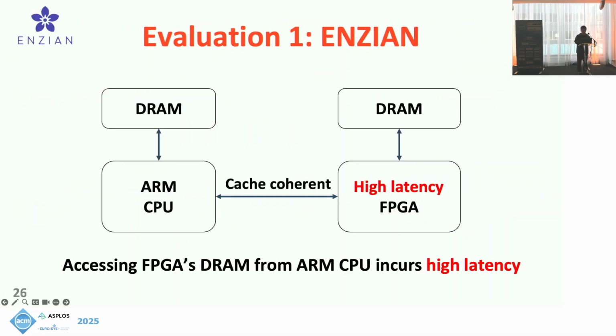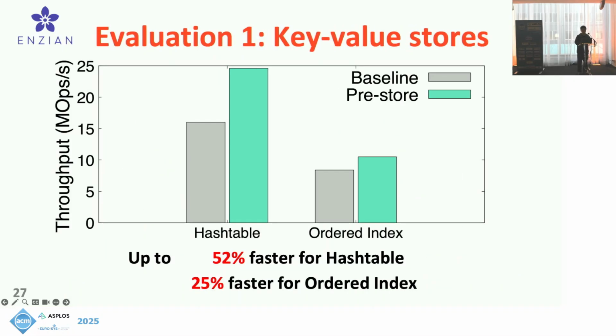And just in case everyone forgets, for case 1, we need high latency memory. Thanks to ETH, they built a very powerful machine, Enzian. Enzian has an ARM CPU that's cache coherently connected to an FPGA. They both have their respective DRAM. And we configure the FPGA to be running in high latency mode. During our benchmark, we access the FPGA's DRAM from the ARM CPU to simulate high latency. With the benchmarks of key value stores patched with pre-store, we achieved up to 52% faster for a hash table and up to 25% faster for an ordered index, such as trees.